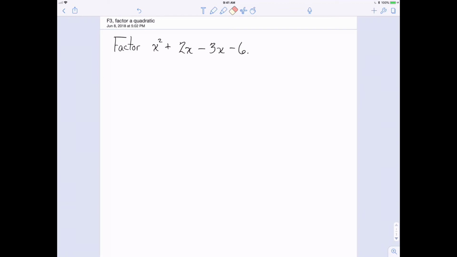Hi, in this video, we're going to factor this quadratic. Now, this problem is much like what we've done, and since there's four terms, we're going to factor this by grouping. So let's make a note of this. Since four terms, factor by grouping.